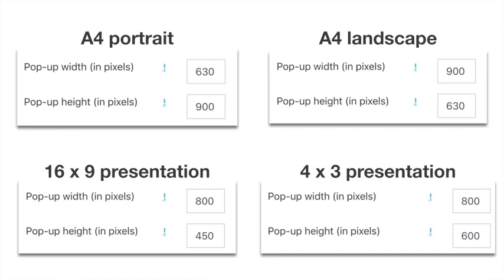If it was a PowerPoint presentation, 16 by 9 is the modern way of using PowerPoint, or indeed any presentation device. So the pop-up width will be 800 and the height 450, and if it's a 4x3 old-fashioned presentation that you're using, then the width is 800 and the pop-up height is 600. So you might want to take a little image of that or note them down, because these are important.